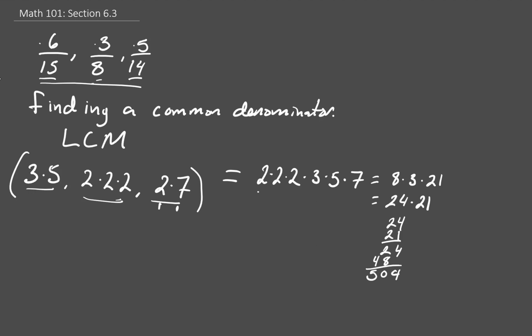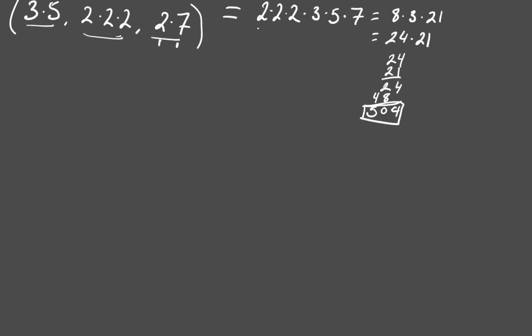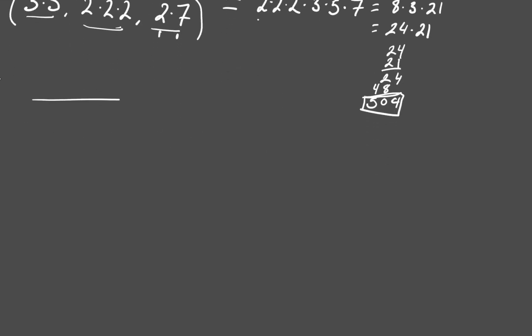504. So my least common multiple will be 504. And that's going to be my smallest common denominator. So we can do this with rational expressions too, but let me draw that picture that I was talking about before.